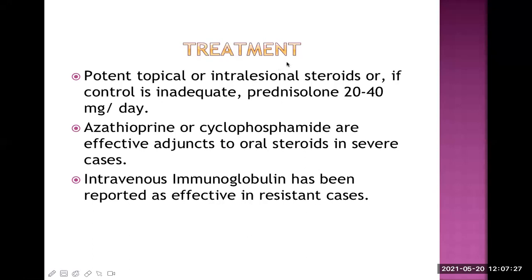Now, what about the treatment? Treatments are similar. We can use corticosteroids, either topical or intralesional, or even systemic. It depends on the situation. If there are very few lesions, we can go for topical or intralesional. Otherwise, we can go for systemic. Any type of systemic corticosteroid can be used, like prednisolone, dexamethasone, or betamethasone. If they are not helping, then we can go for some powerful immunosuppressive agent. And even intravenous immunoglobulin can be tried.